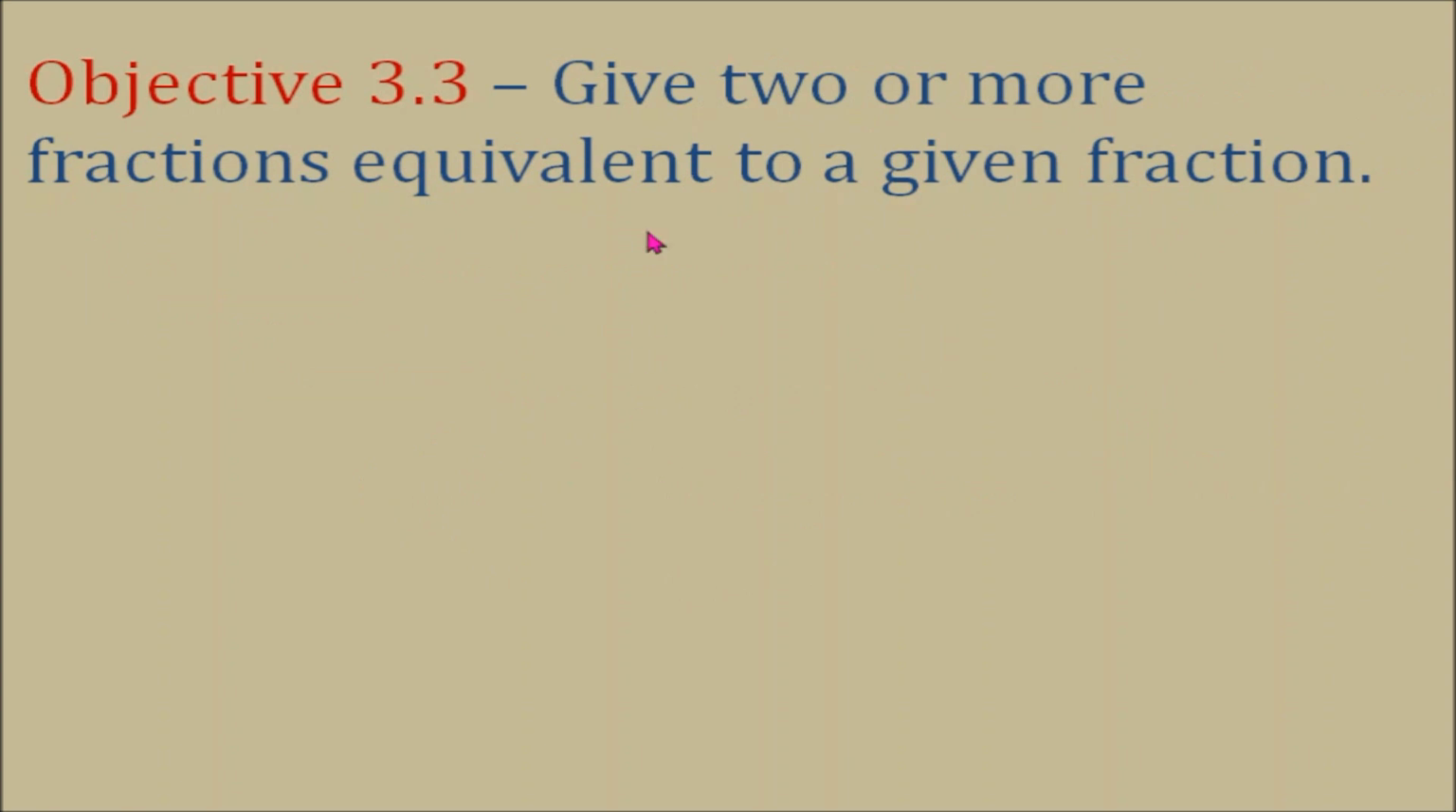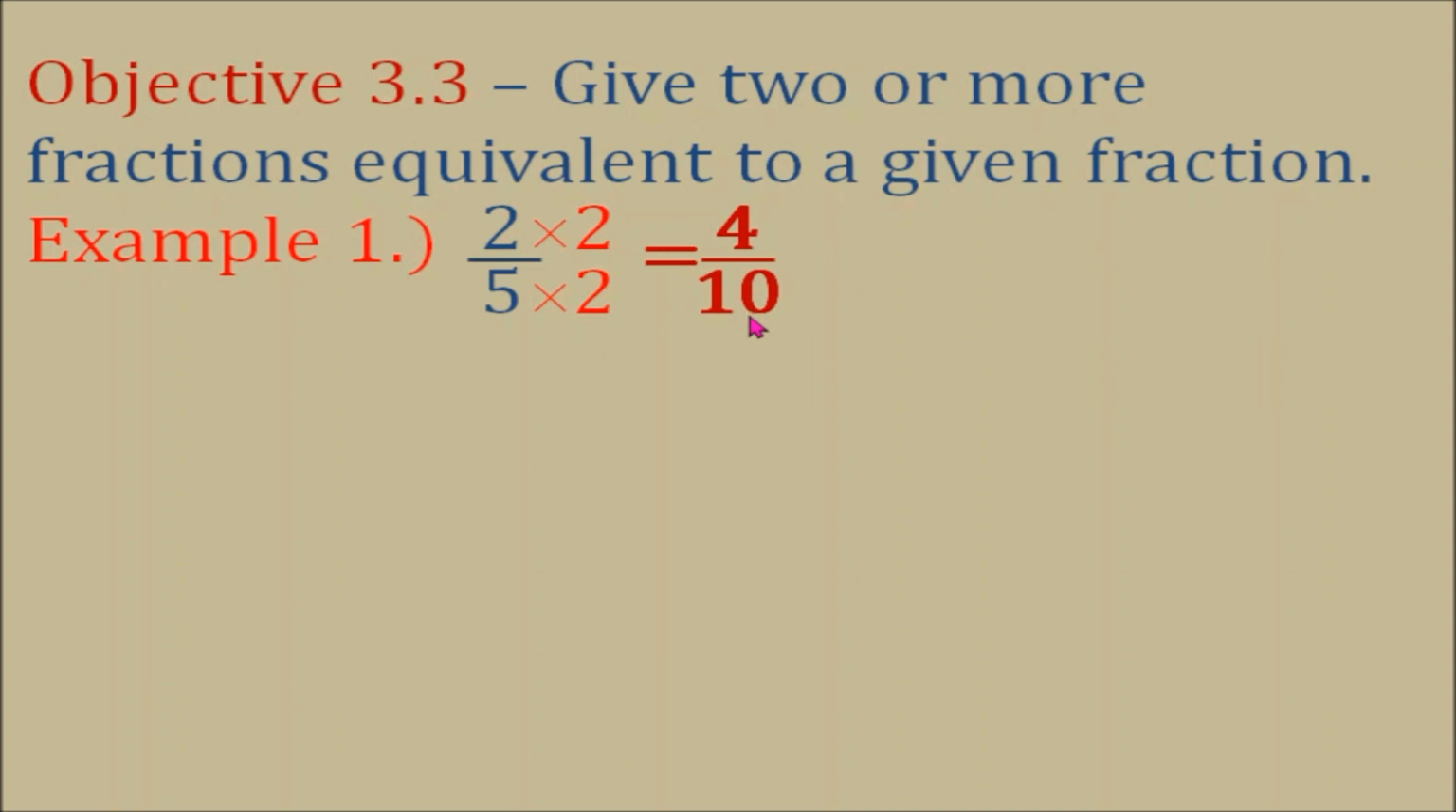Objective number 3, give 2 or more fractions equivalent to a given fraction. Example number 1, 2/5. Multiplying both the numerator and the denominator by the same number will give us a fraction equal to 2/5. Say, let's multiply the numerator by 2 and the denominator by 2. We have 4/10. So 4/10 is equal to 2/5.